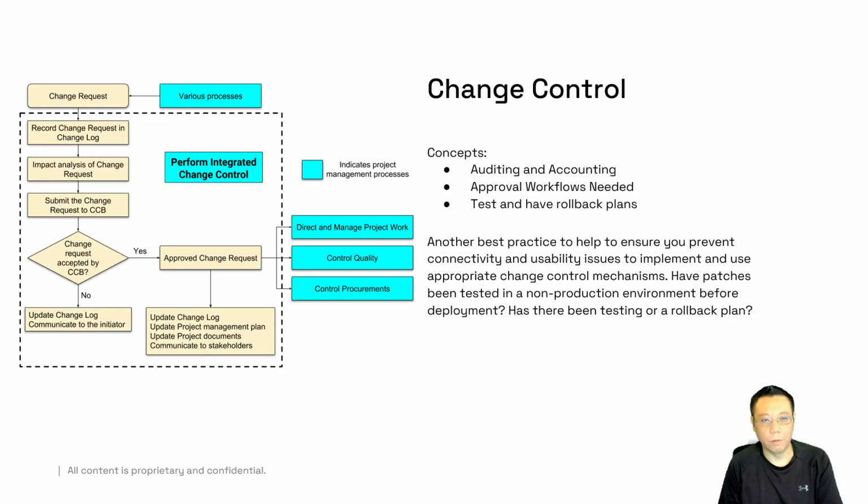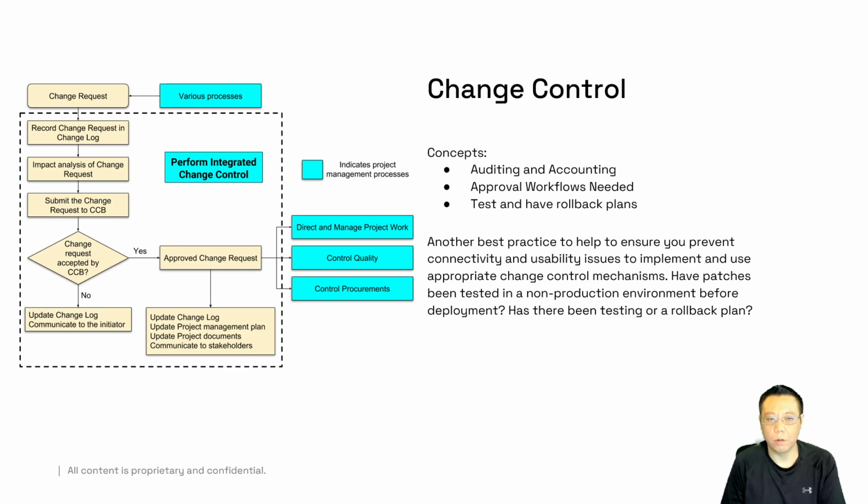Next, we have change control. Almost every organization uses change control. There's some sort of approval process, and there's usually a CAB, which is a change advisory board, or a change control board, CCB, depending on how you pronounce it. The whole point of change control is to make sure you have auditing and accounting, and that you're doing rapid testing to work out as many of the kinks as possible before you deploy to production. You also want to have rollback plans.